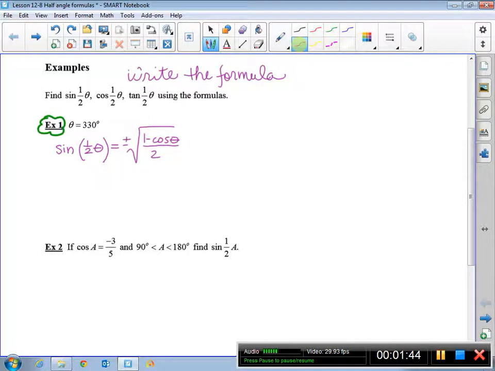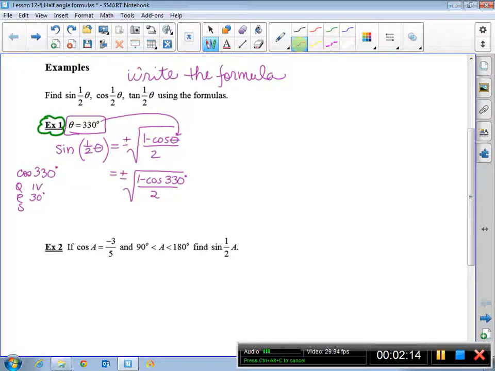Okay, then you're going to substitute in what you know. So in this case, we are given theta is 330. So I'm going to put that right in there. So I have positive or negative square root 1 minus the cosine of 330 all over 2. Now the cosine of 330, if we QRS that, we're in quadrant 4, our reference angle is 30, and in quadrant 4 cosine's positive. So it's really the same as the cosine of 30, which is the square root of 3 over 2.